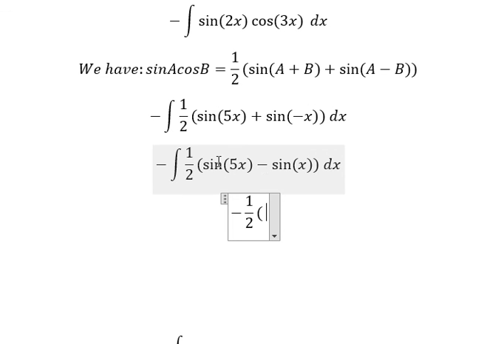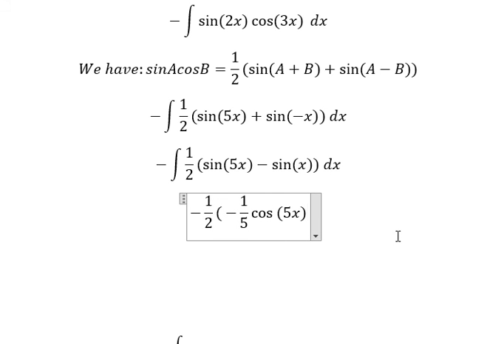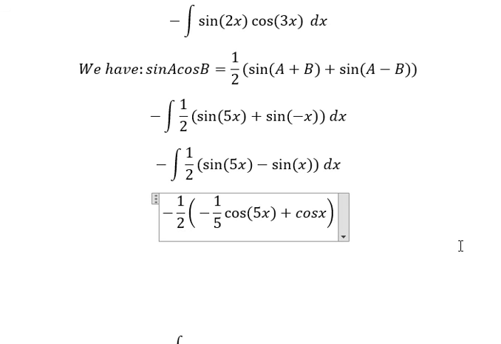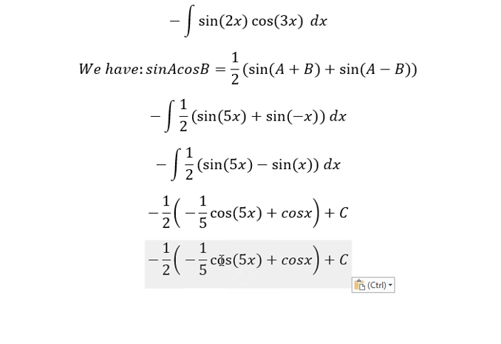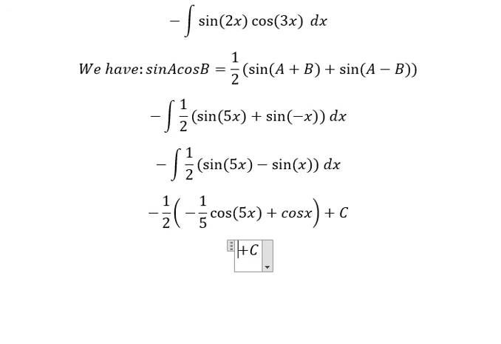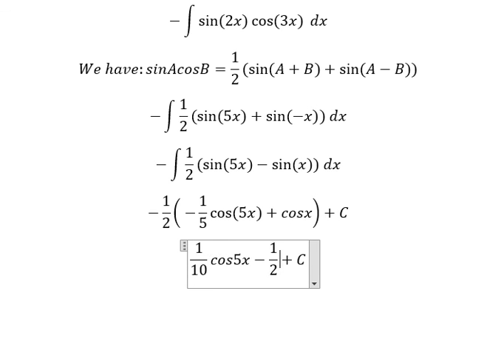The integration of sine 5x, we get negative 1 over 5 cosine 5x. The integration of negative sine x, you get positive cosine x. And we put c. Now, negative 1 over 2 multiplied by negative 1 over 5 cosine 5x, you get 1 over 10 cosine 5x minus 1 over 2 cosine x.